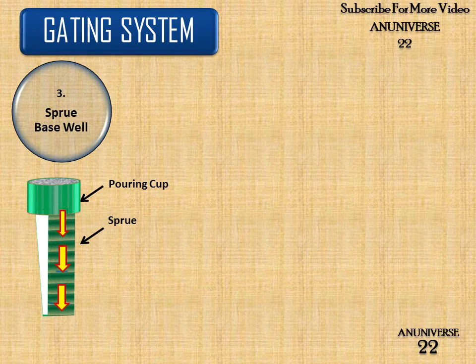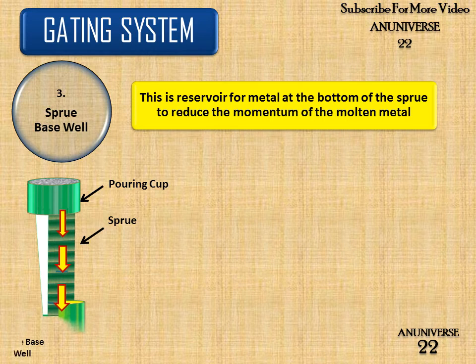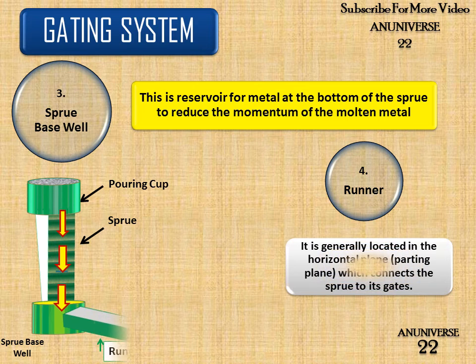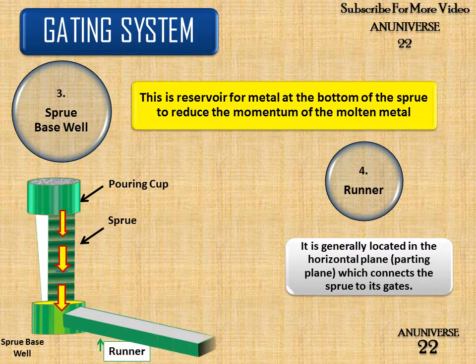Sprue well base: the reservoir for metal at the bottom of the sprue, to reduce the momentum of the molten metal. And the next part is the runner. The runner is generally located in the horizontal plane or parting plane, which connects the sprue to its gates.